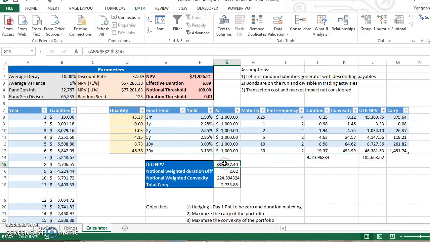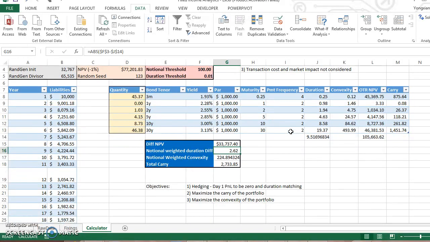And in this cell, we have the difference between the MPV of the liability and the MPV of the asset. Here is the difference between the duration of the asset and the duration of the liability. So we're assuming that we don't have any transactions or transaction cost or market impact. So we have three scenarios to run the solver.